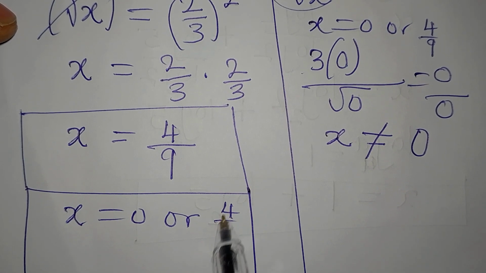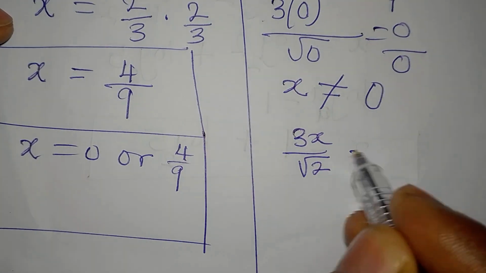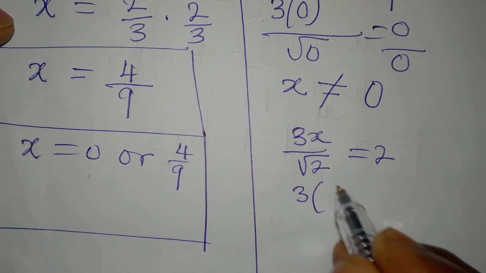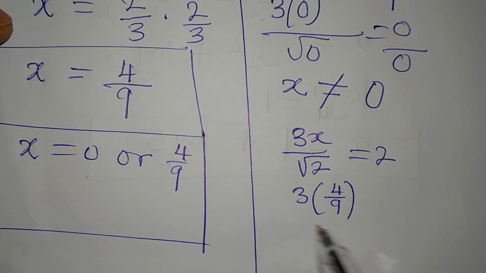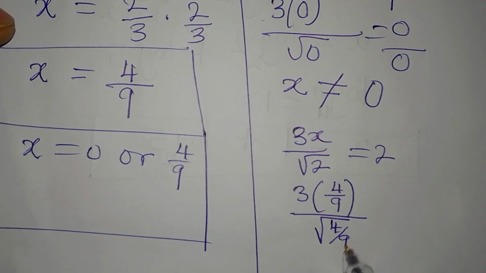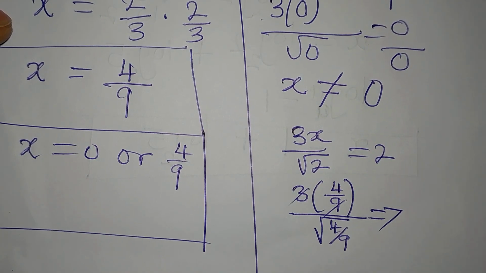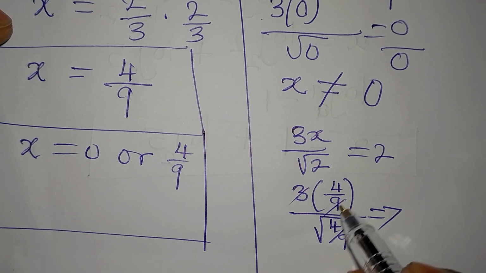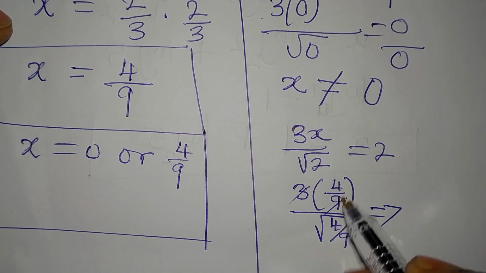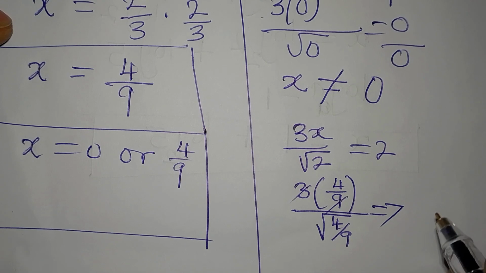Now let's test it with 4 over 9. The equation is still 3x over square root of x equals 2. So if I put x to be 4 over 9, that means we have 3 multiplied by 4 over 9. Then we divide the whole of this by the square root of 4 over 9. Now let's break this down. 3 can go here one time, so 3 times rather.